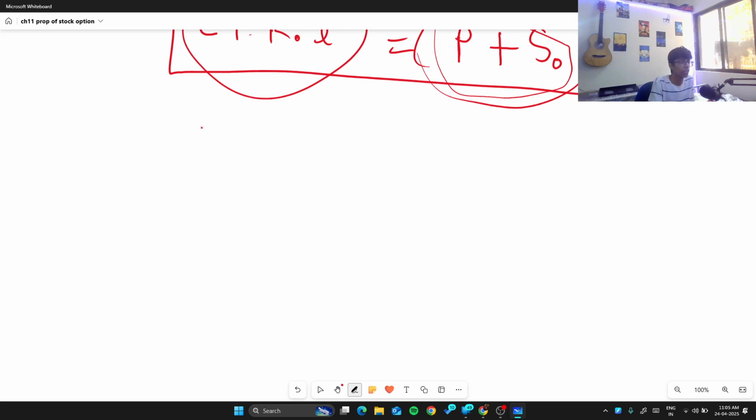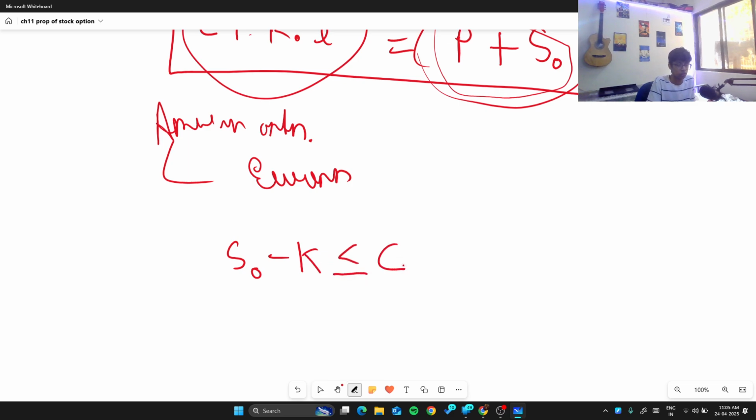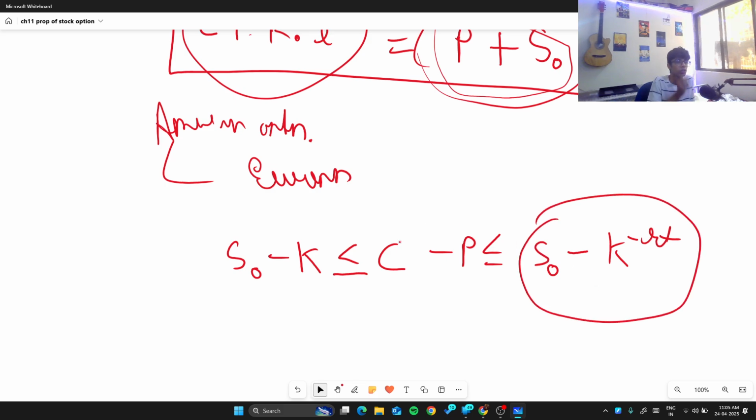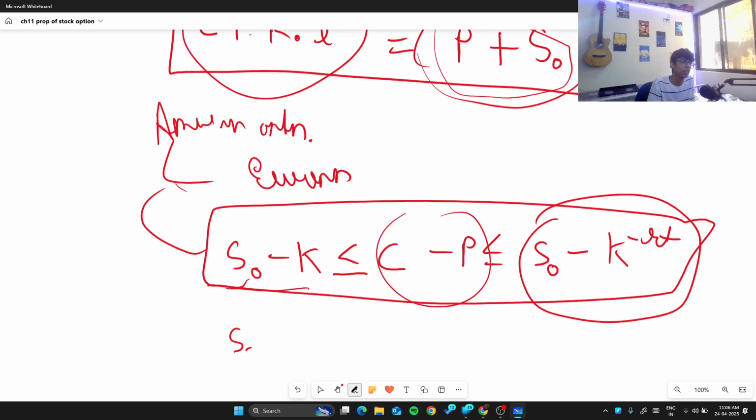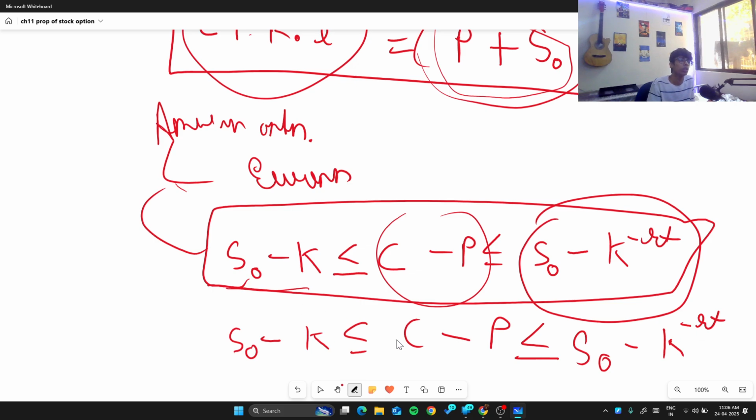Similarly, the call put parity also applies to American options. It holds for European options exactly, but for American options it holds with an inequality. So this is the call put parity for American options: current stock price minus K is less than the value of call minus the value of put, which is less than the stock price minus K e to the minus rT, because before discounting this would be more and this would be less, like that.